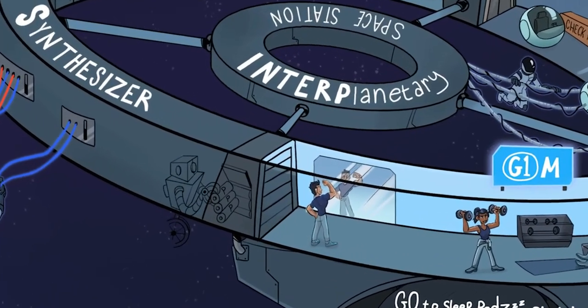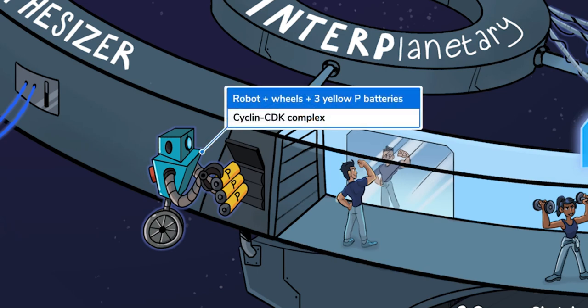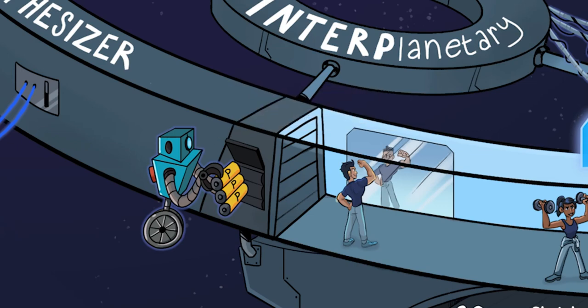Then there are the CDKs. There are different kinds of CDKs, and they are continuously expressed. CDKs specifically bind to cyclins, generating activated cyclin-CDK complexes. This is depicted by the robot on cycling wheels, inserting a set of P batteries into the slot to open the door. So these cyclin-CDK complexes alter downstream proteins via phosphorylation, which, in turn, allow the cell to move from one stage to the next.